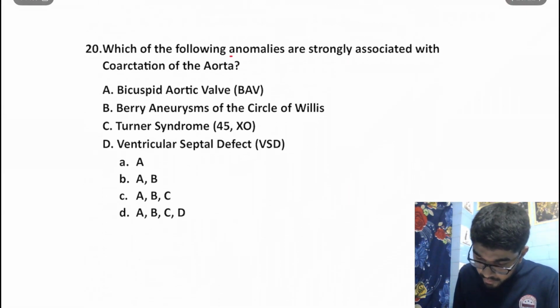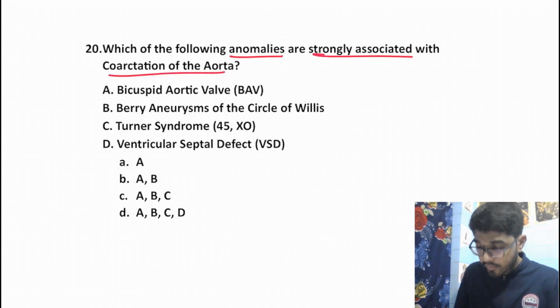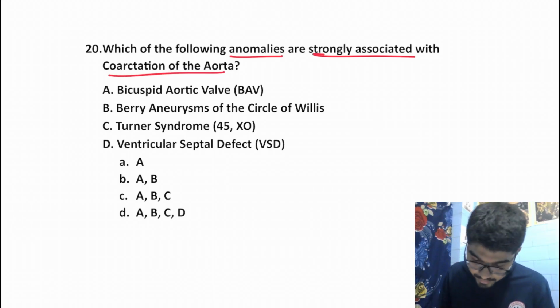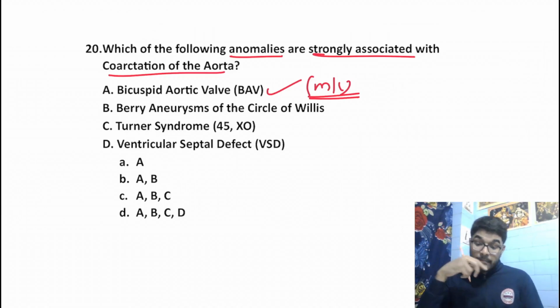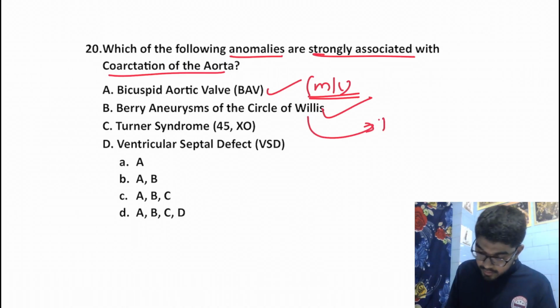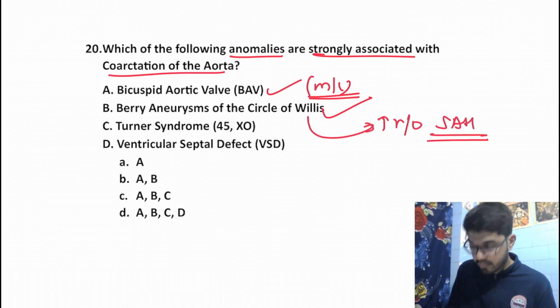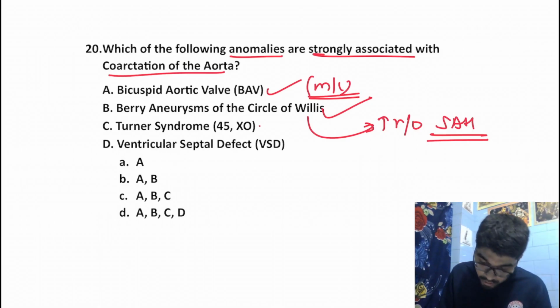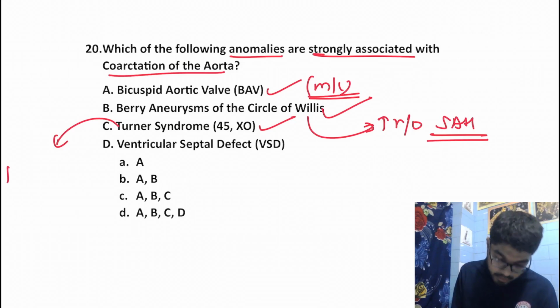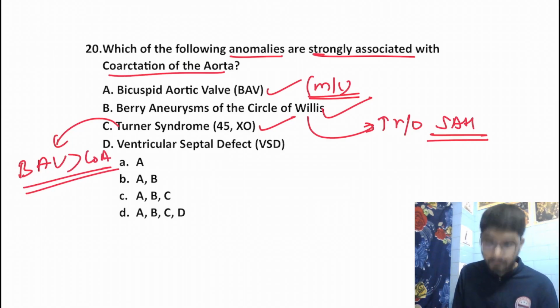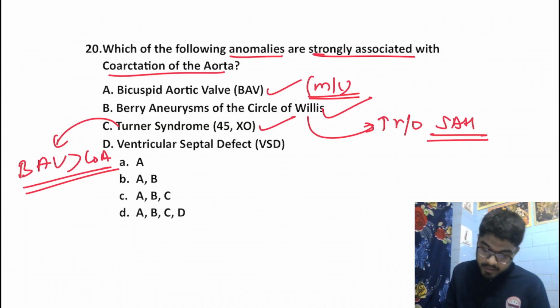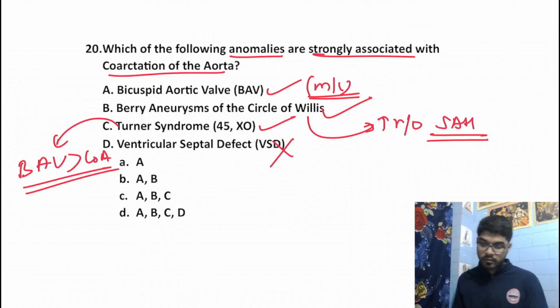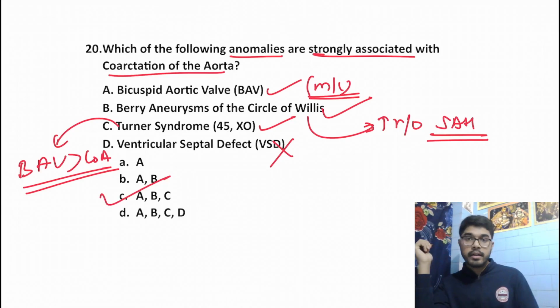Which of the following anomalies are strongly associated with coarctation of aorta? Now this is something factual. Yes, bicuspid aortic valve is associated. This is rather the most common association with coarctation of aorta. Berry aneurysms of the circle of Willis are also associated, and there is an increased risk of subarachnoid hemorrhage as well due to rupture. Okay. Turner syndrome: we have all read that the most common cardiac anomaly in Turner syndrome is bicuspid aortic valve, followed by coarctation of aorta. But VSD is not associated with coarctation of aorta. So the answer over here should be option C, A, B and C.